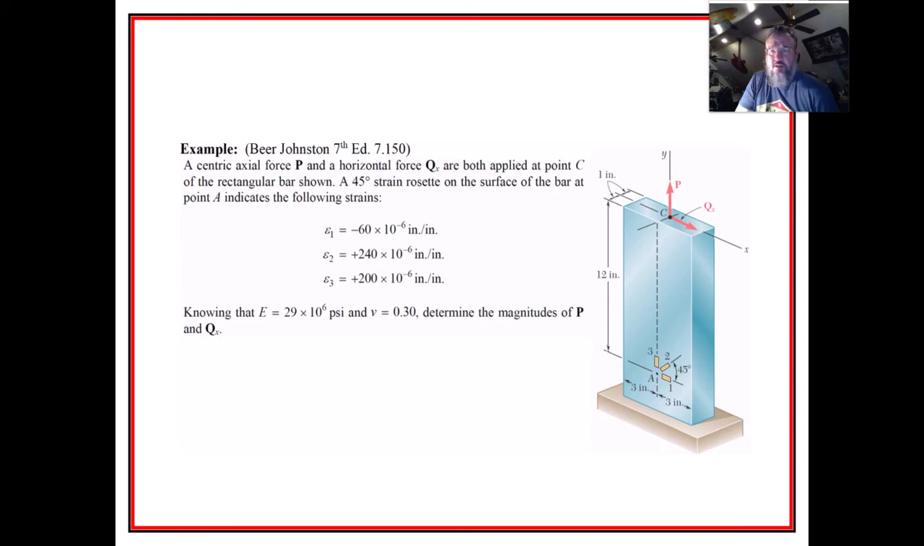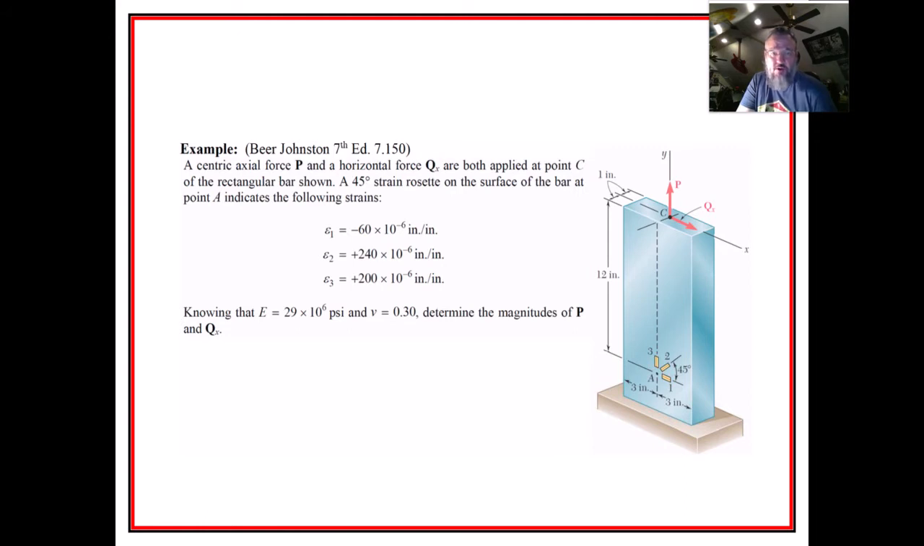Okay, so here's another example for class 6 where we're going to take some strain gauges and, from that information, try to figure out what the loads are that are being applied to the thing. I often ask a homework question that's a little bit more complicated than this, but this is starting to approach some of the complication. This comes from Johnston's 7th edition, problem 7-150, where we have this axial load P and a horizontal load Q that are being applied at the top of this beam.